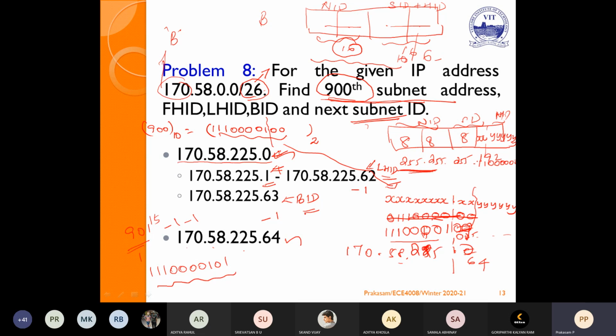This type of problem may be asked, maybe for 800 or 801 or 810. Whatever value is asked, convert that into the respective binary, then replace all the subnet bits with the binary. Keep in mind, always substitute from the LSB. Remaining MSBs, if any, you can fill with zeros. Then convert that into dotted decimal, and you will get the subnet ID; plus 1 is the first host ID. For the broadcast ID, compute the next subnet ID, subtract 1 to get the broadcast ID, then subtract 1 again to get the last host ID.